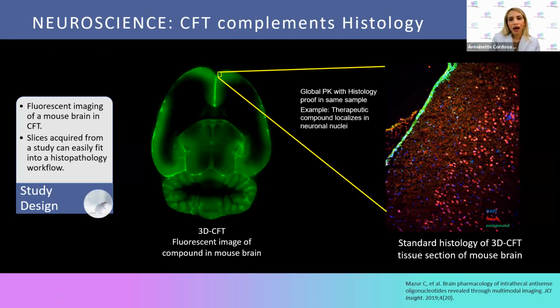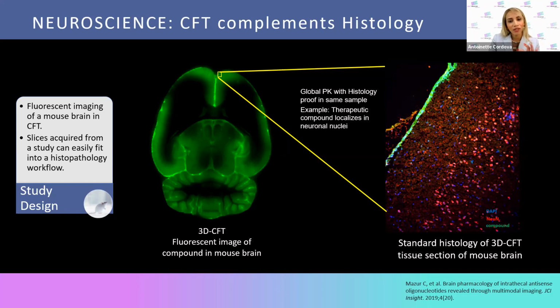And lastly, I wanted to focus on how CFT complements histology. In this mouse brain, we were able to acquire a slice during the CFT process. When you start a study, you're able to keep track of the progress by looking either directly at the screen on the Xerra, or you can use any desktop platform to monitor. Once you get to your area of interest and you want to collect a slice for a standard histopathology workflow, you're able to do that.